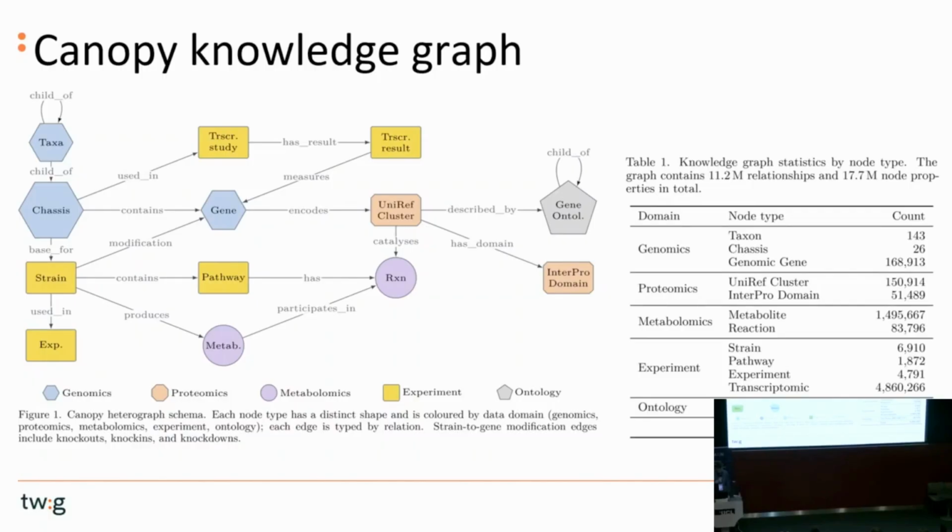One data type is perhaps slightly overrepresented, which is the transcriptomics. This is because there's two very valuable data sets for understanding gene expression in E. coli and Saccharomyces, which are the two workhorse organisms for metabolic engineering. So that represents about 5 million nodes in total, but that tells you the level of expression of genes under many, many different conditions.